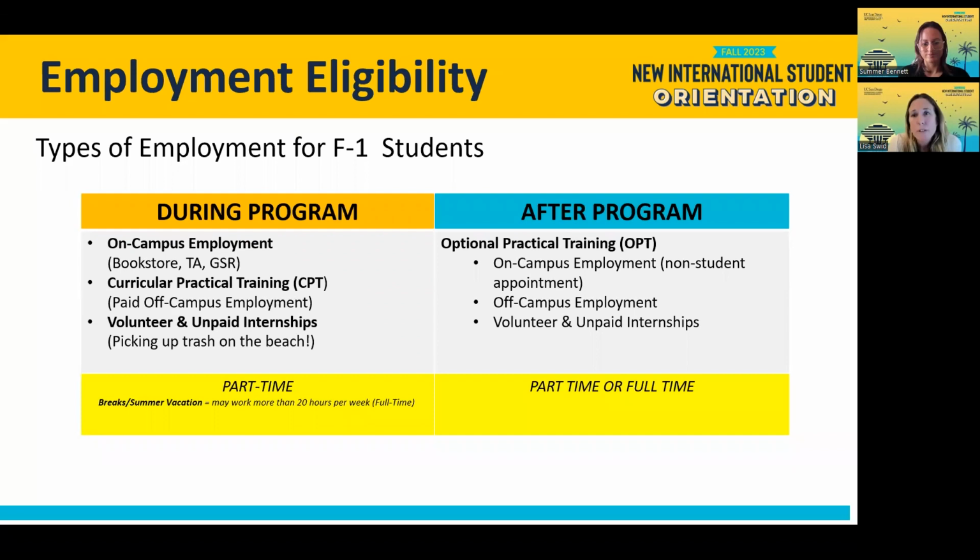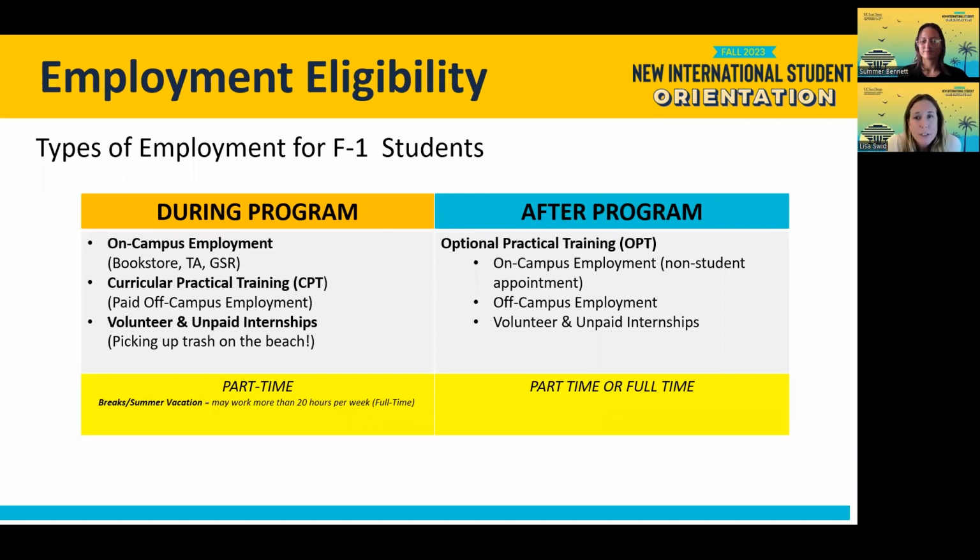Once you've completed your degree requirements and are no longer enrolled in coursework, then you might be eligible for a type of employment authorization that's known as optional practical training, or OPT. And this is a time where you can pursue employment at a minimum of 20 hours a week, or you can go up to full-time. And this is when you get to apply everything that you learned in school in the workplace.